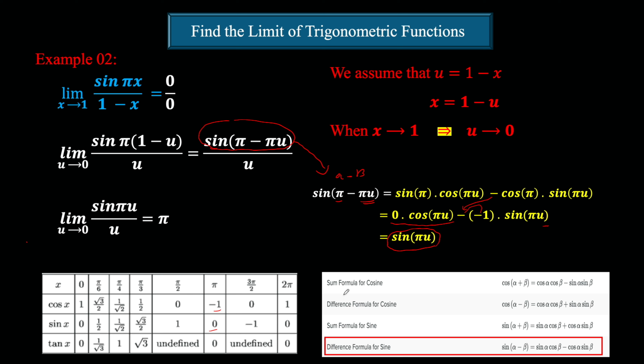Now we find the limit. Find the limit as u approaches 0 for sine pu over u. So this is equal to p. So the limit as u approaches 0 is equal to p, okay? So in this way we found the limit, okay?